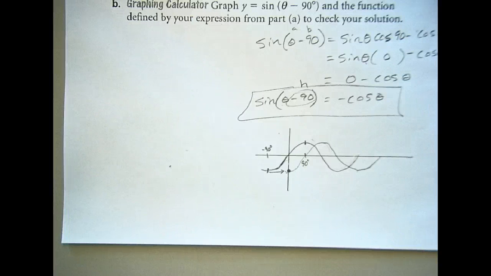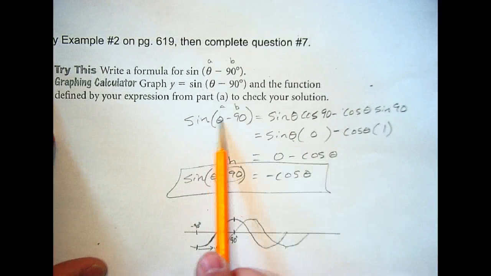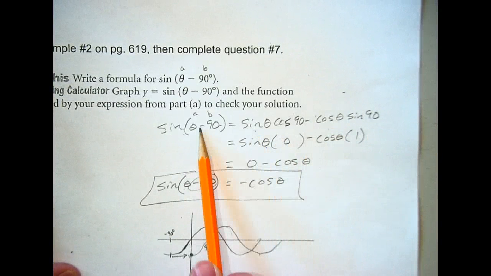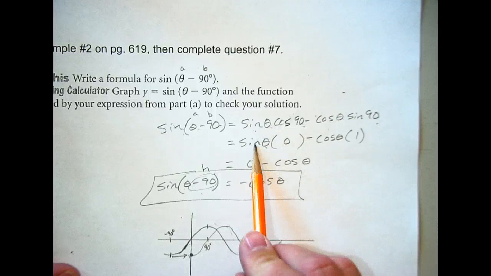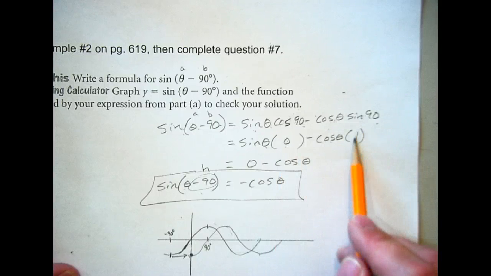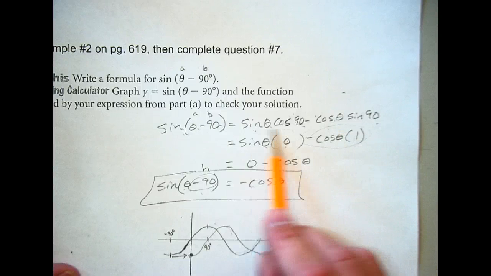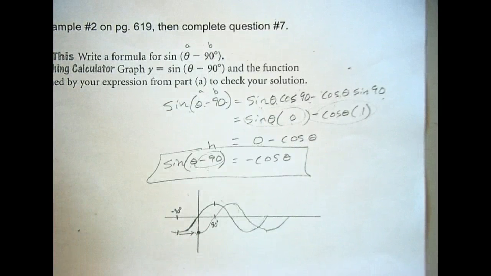Go ahead. I don't understand the equation, like how you got the equation. How I got this equation? Yeah. So this is our A and our B. We used our sine difference identity here. And so we plugged in our A's and B's. But I don't understand how you got negative cosine. So sine theta, cosine of 90 is 0. Cosine theta, sine of 90 is 1. Oh. And so that multiplied together gives you negative cos. This multiplied together gives you 0. Gotcha. Okay.